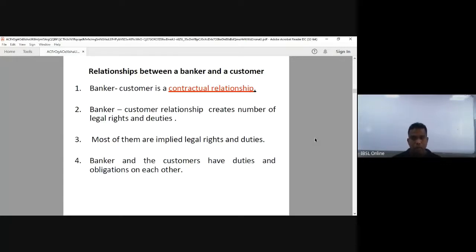Your right you can exercise against the other person. Your obligation is a duty cast upon you to perform for the other person. So he has a right to claim that from you. So that is about the relationship between the banker and the customer.